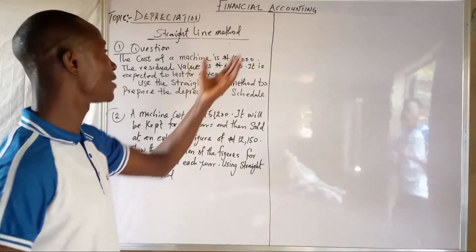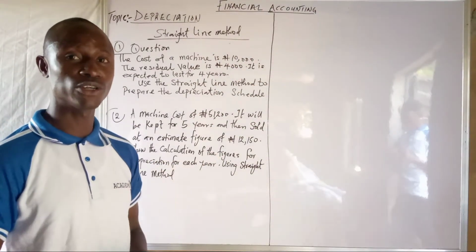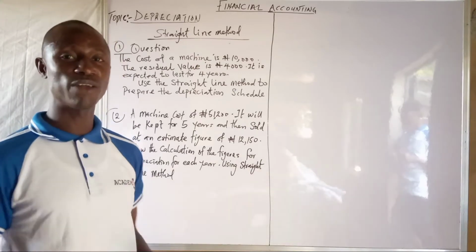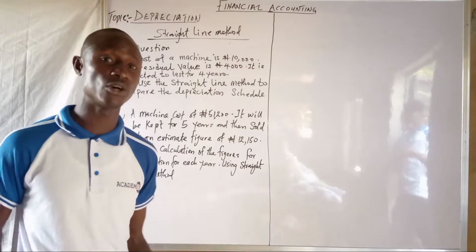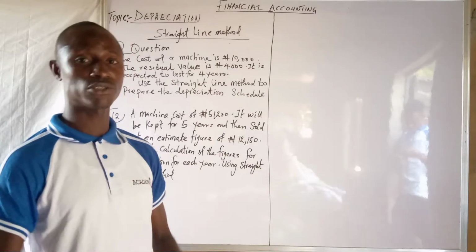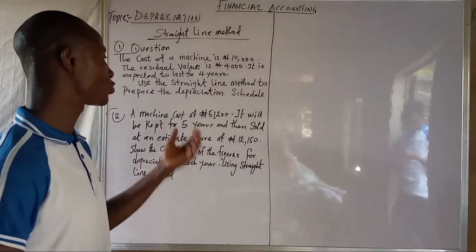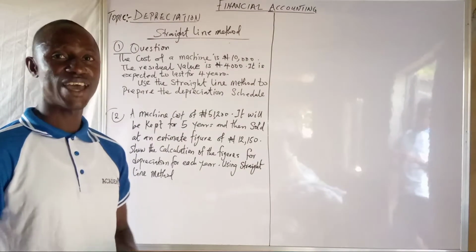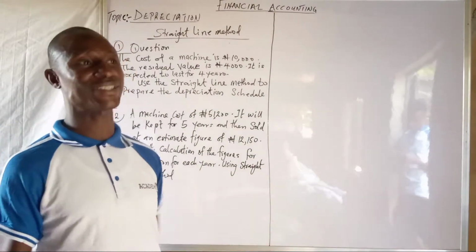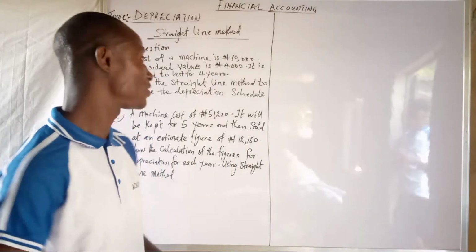Based on the methods we have highlighted before, namely the straight line method, diminishing balance method, revaluation method, sum of the years' digits method, depletion method, sinking fund method, and the annuity method, we want to look at the straight line method, which is the simplest method. Even a layman who is not an accountant can go into it, calculate, and charge the depreciation.